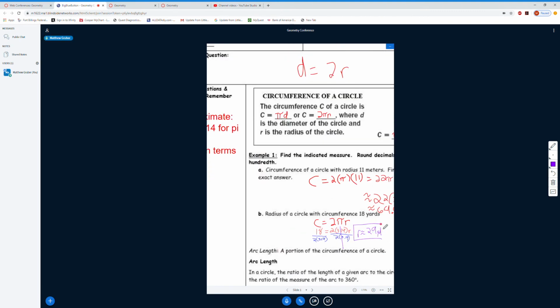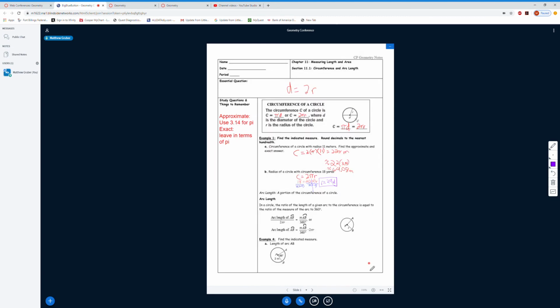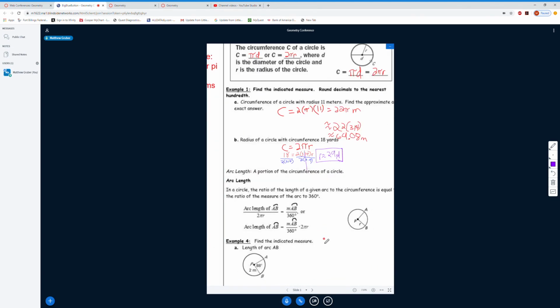Arc length. This is different than arc measure. We found degree measures of circles earlier. Now we're actually going to find the actual length of an arc. If you think about it, an arc is a piece of the circumference. Here's the formula that I use. The arc length is the degree measure of the arc, which remember is the same as the central angle, divided by 360 times 2 pi r. So that's the formula to find the length of an arc.